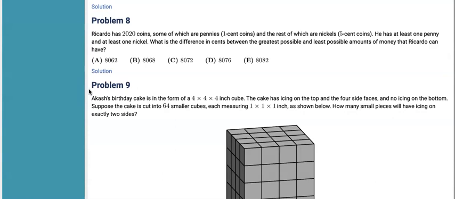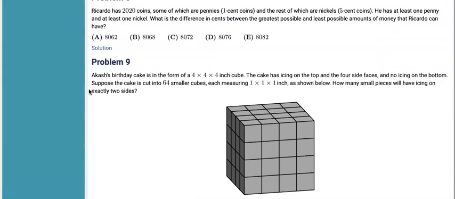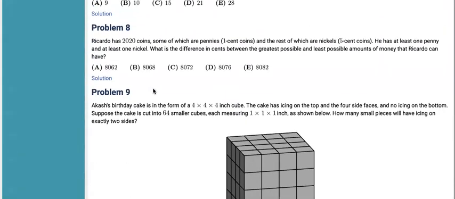The difference is just going to be, well, it's 1 times 1 plus 2019 times 5 minus 2019 times 1 plus 1 times 5. That's just going to be 2018 times 4, I believe. Is that correct? Yeah, 2018 times 4. What is 2018 times 4? That's just 8,000 plus 18 times 4, which is 36, times 2, which is 72. So 8,072. That should be C. Okay. And in cents, so we're correct.